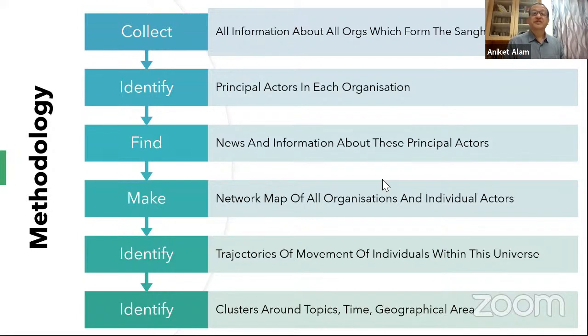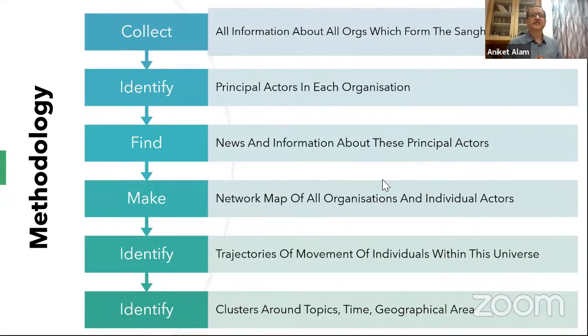identified all the principal actors in each organization. Again, a web search tells you that. Find news and information about these principal actors. Make a network map of all the organizations and all the individual actors. So a person could be, say, for example, the RSS has a very influential lawyers body, the Akhil Bharatiya Adhivakta Parishad.